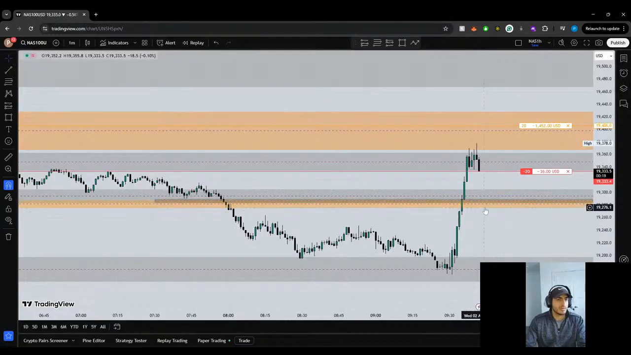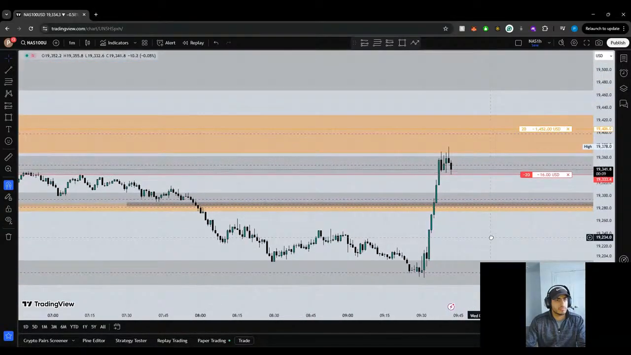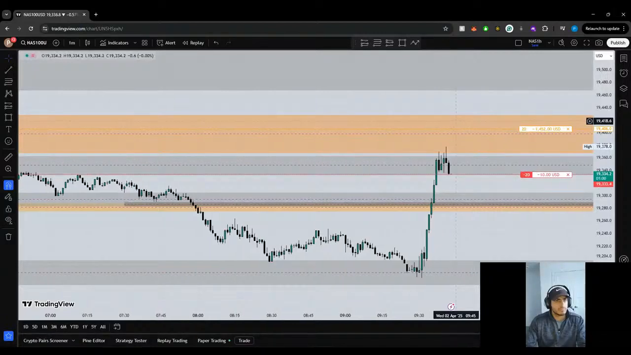Okay, so first take profit. I think I'm going to take some off at yesterday's first presented fair value gap, maybe. Okay, it's breaking down. Let's see how fast it's going to break down. Not too convinced.